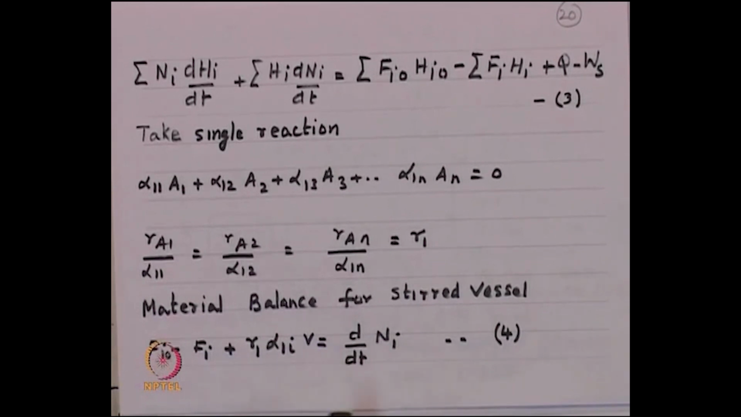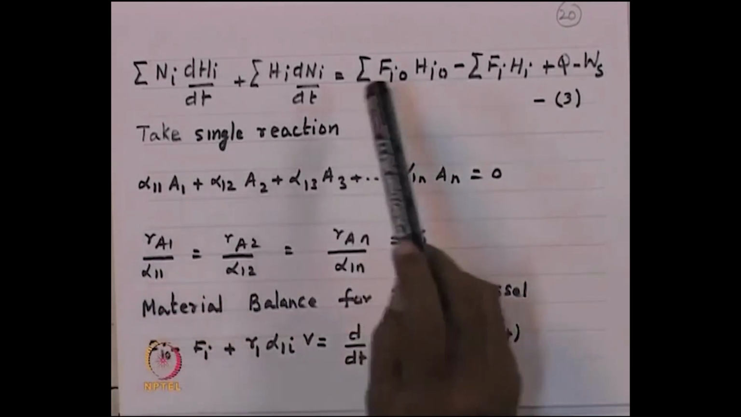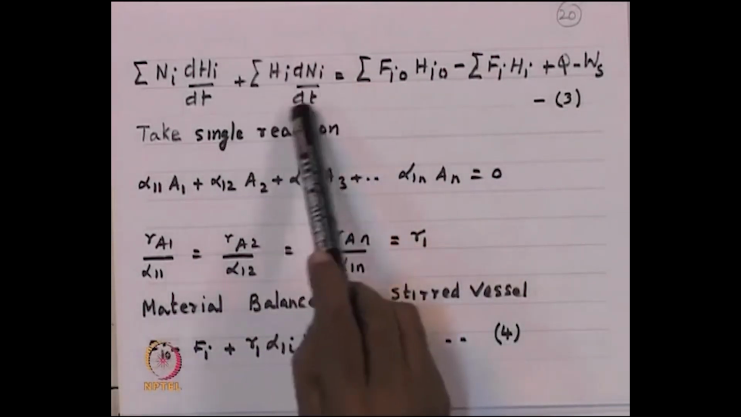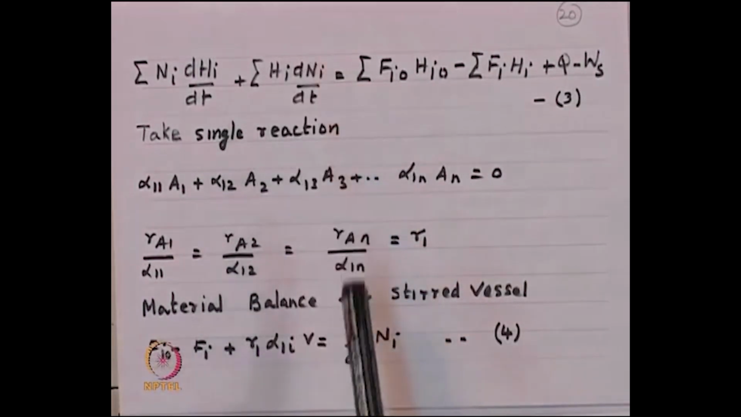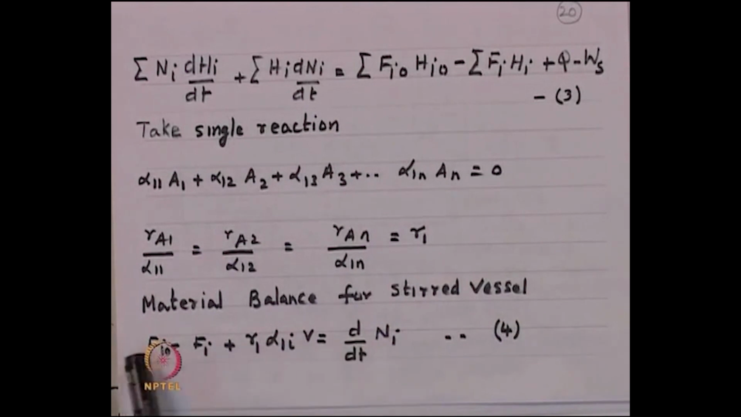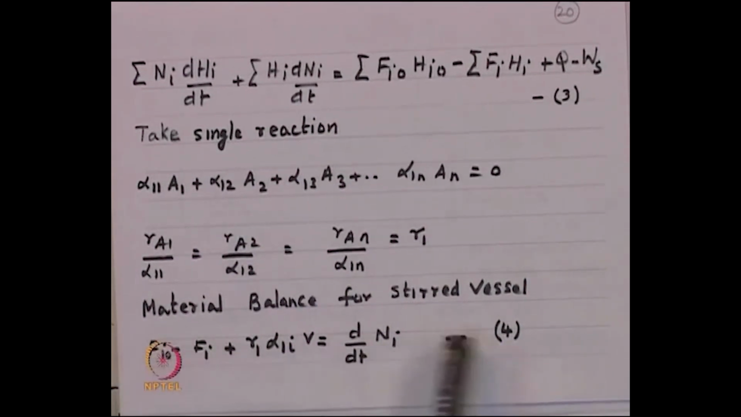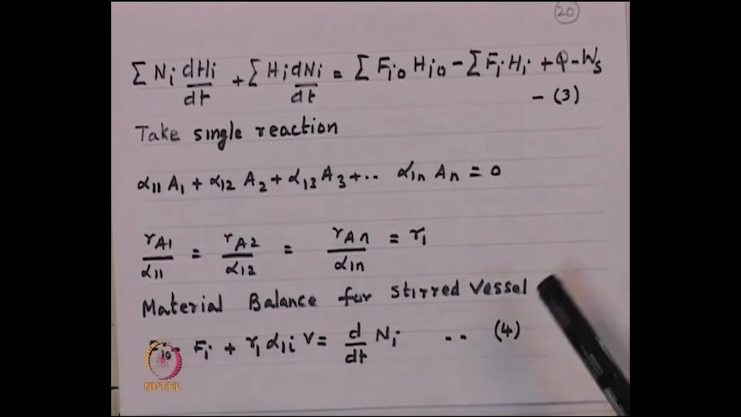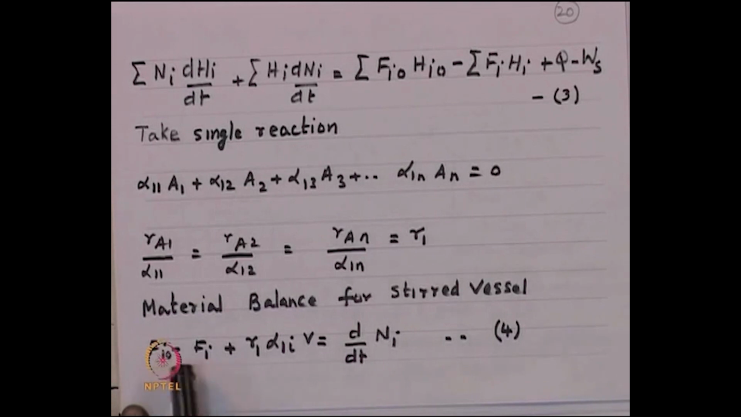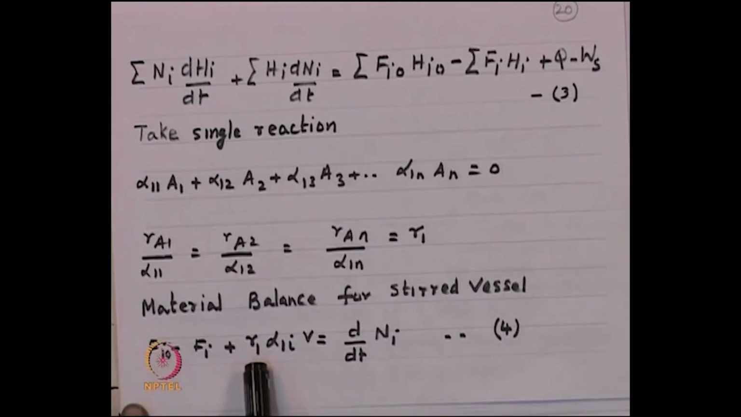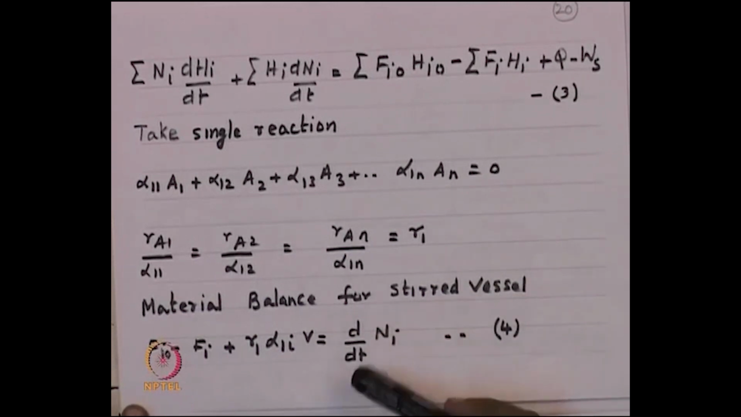Okay. Now, our interest is what? Our interest is to see whether we can generate this term H I d N I by dt, because you can generate it from this by multiplying by H I and summing over all species. What is meant by multiplying by H I summing over all species? What is meant is, we write one equation: F 1 0 minus F 1 plus R 1 alpha 1 1 V equal to d N 1 dt. That is one equation. Similarly, there are n equations.